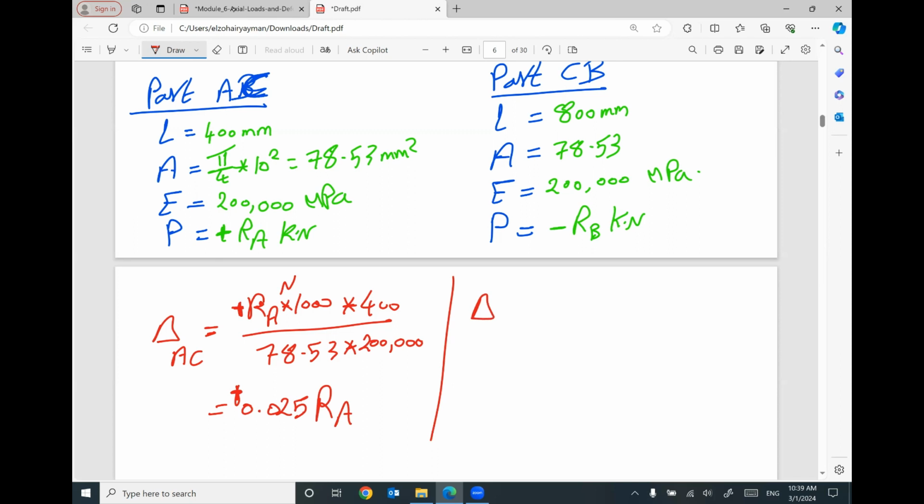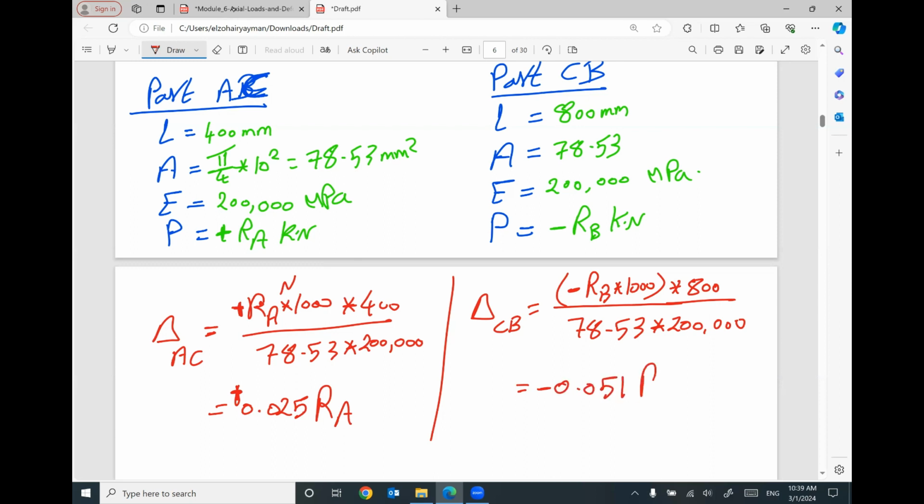The contraction in part CB will equal the applied force, negative RB, multiplied by 1000 to be Newton, times the length of this part, 800 millimeter, divided by the cross-section area 78.53 and the Young's modulus 200,000. The value will be negative, which means contraction. So it's 0.051 RB.